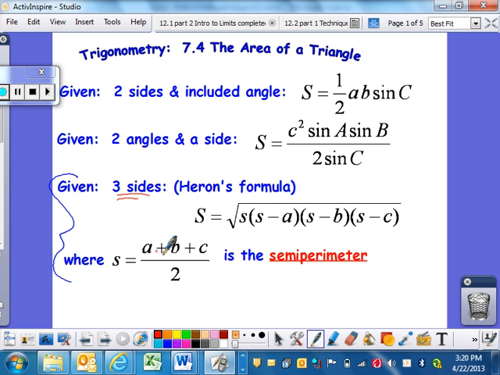As long as you have all three sides, A, B, and C, you don't know anything about an angle, we still can finish the problem or find the area. Okay, if you have two angles and one side, I'd use this one, because if you have two angles, you can find the third angle real quickly. And then this one would be two sides and the included angle, or the angle between them.